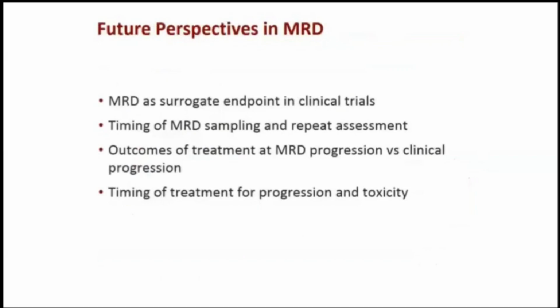In the majority of hematological neoplasms, MRD is coming in a big way, and it should be an endpoint of our treatment efficacy also: whether the patient is really achieving an MRD-negative state, and whether you should escalate or de-escalate the treatment protocols based on MRD. As for the timing of MRD sampling and repeat assessment, there is not so much clarity at exactly which time point you should be doing it, apart from the leukemias, in other diseases like CLL and myeloma. Also open are the outcomes of treatment at MRD progression versus clinical progression, and the timing of treatment for progression and toxicity.